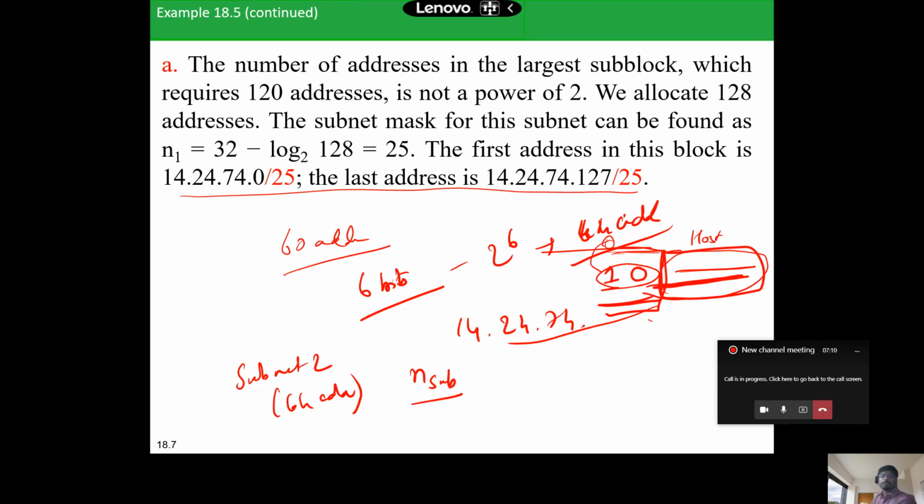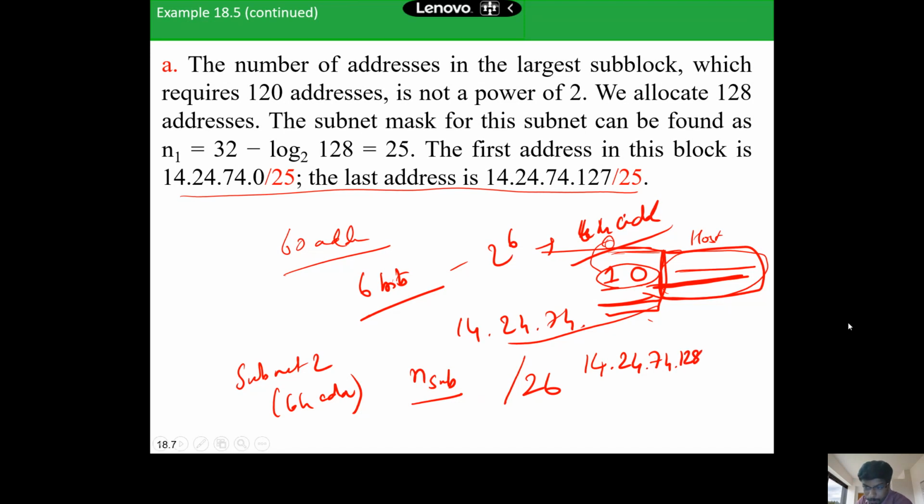Think of it. How many bits have gone for this? 6 bits have gone for the host, and 2 bits are borrowed. So it's going to be a /26 block now. Correct? What will be the first address of this particular block? The 10 in the last byte is fixed. So it's going to be 14.24.74.128. That will be the first address in that block, since till 127 it was already gone. So that's going to be the first address of the /26.